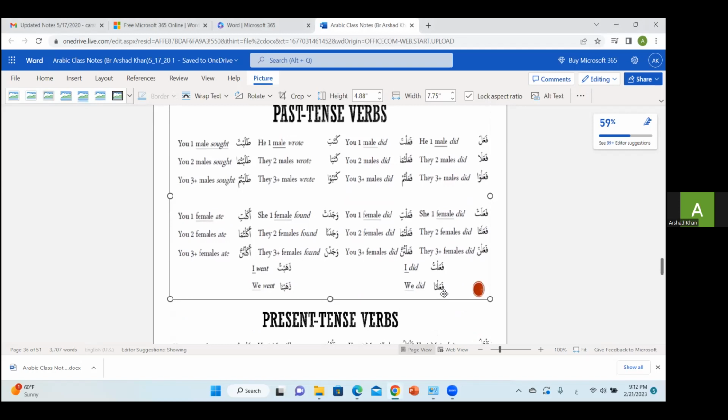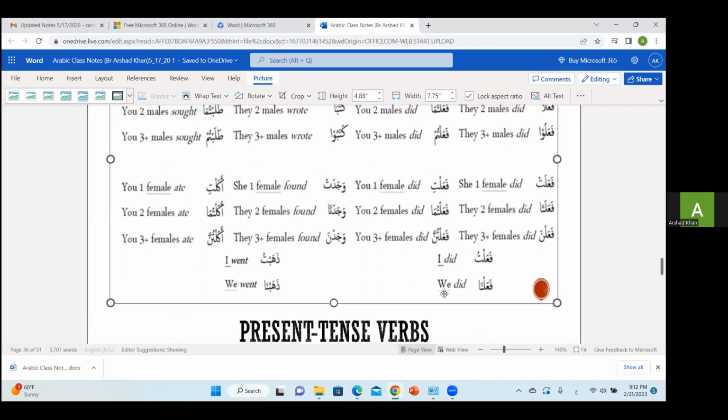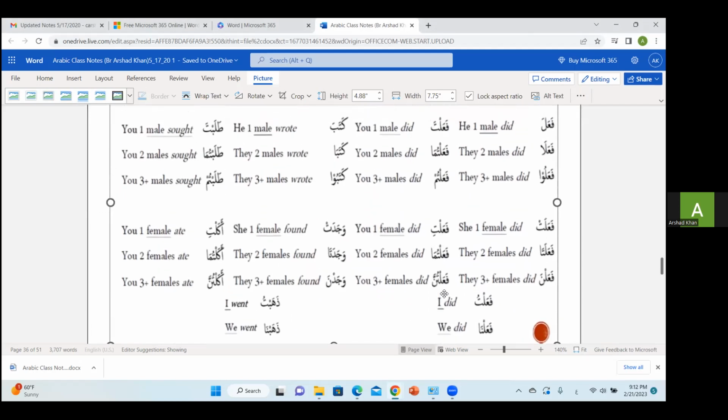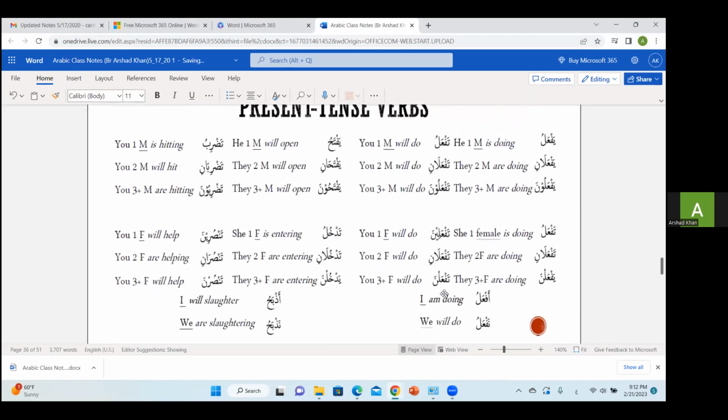So any last letter you're seeing is what is going to change. You have to know. Let's say you're going to take the word sakana. Sakana is the root word. Sakana means to live somewhere. If I want to say I lived, I'll say sakantu. If I want to say we lived, I'll say sakannā. So this is basically just to give you an idea.